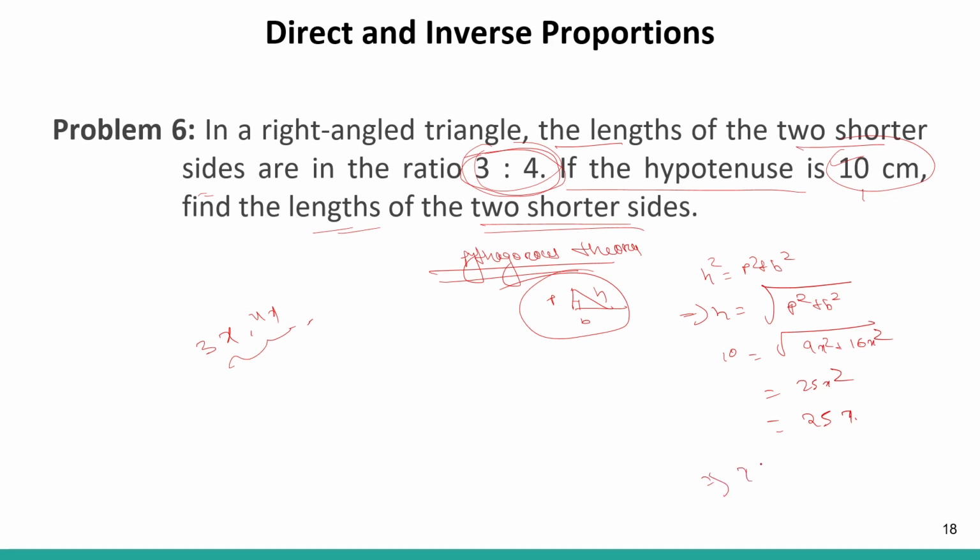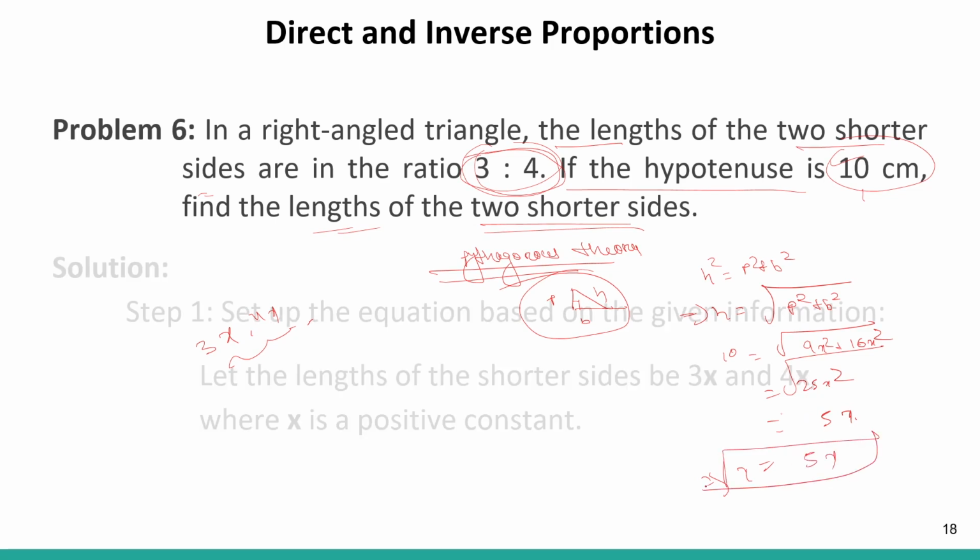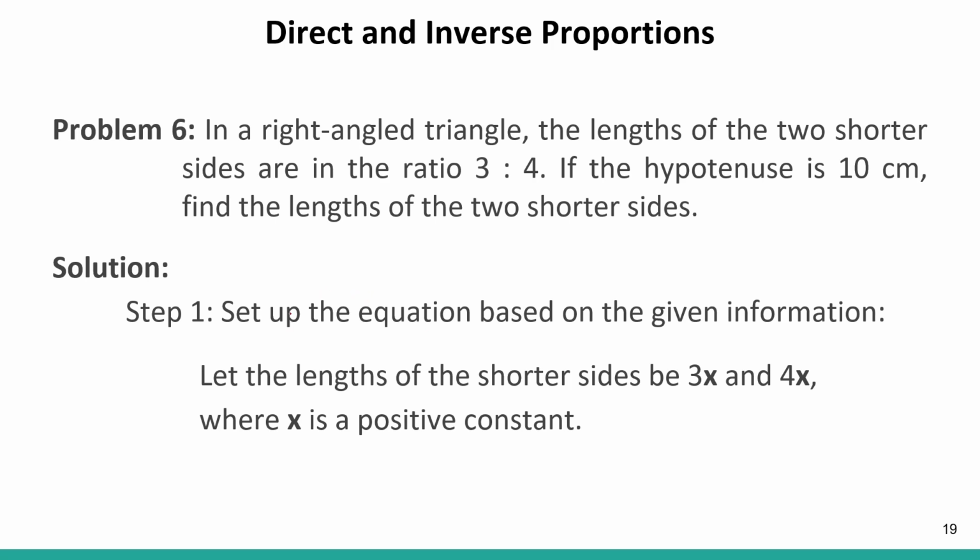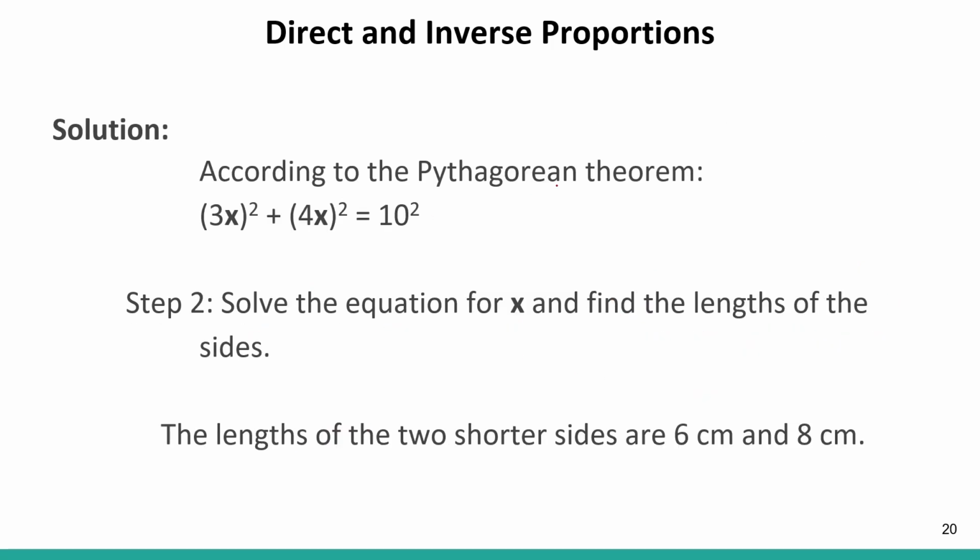So this implies that x is equal to 5x is the answer. So let's do it in a step-by-step method. Setting up the equation based on the given information, let the lengths of the shorter sides be 3x and 4x respectively, where x is a positive constant. According to the Pythagoras theorem, 3x square plus 4x square is equal to 10 square.